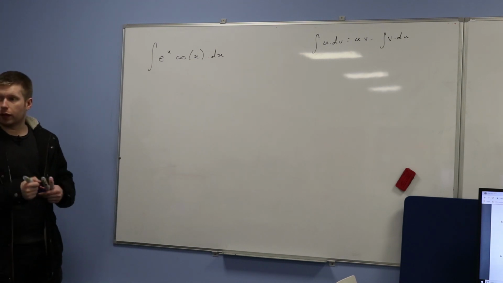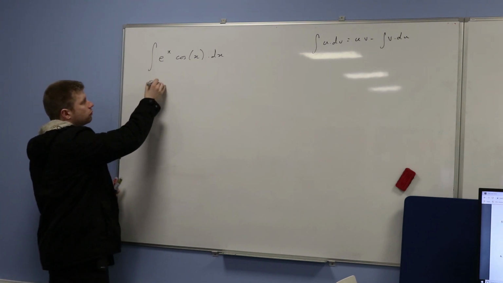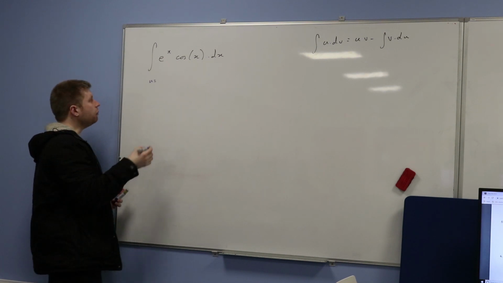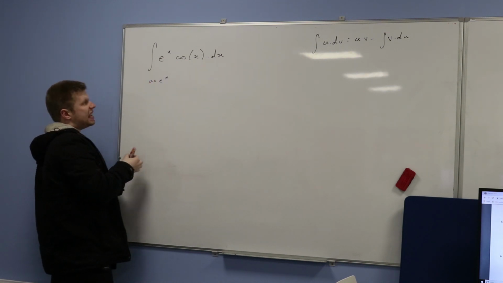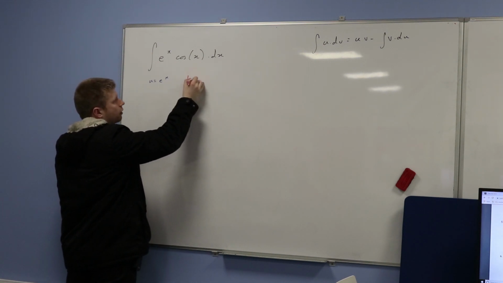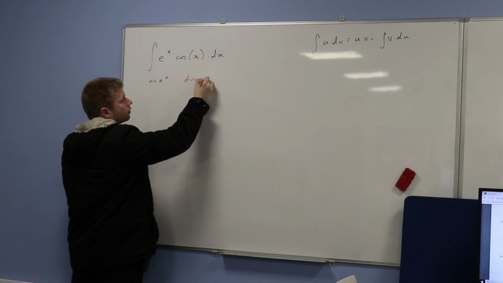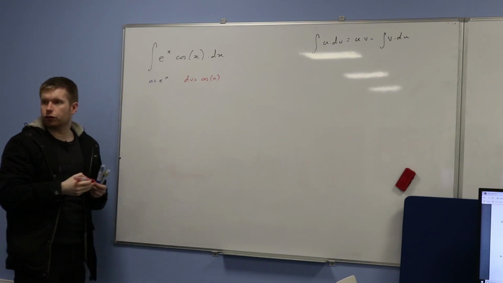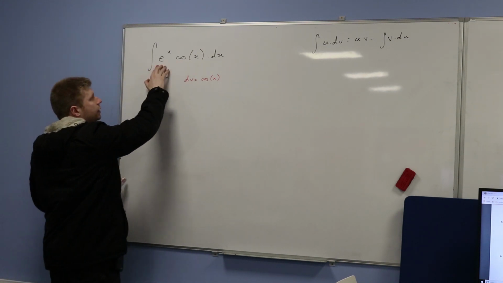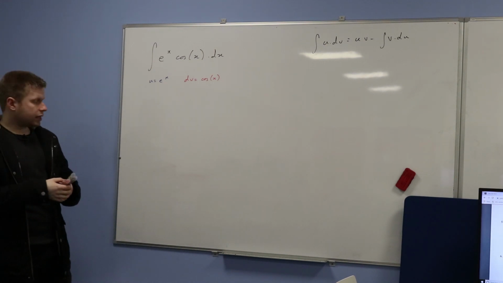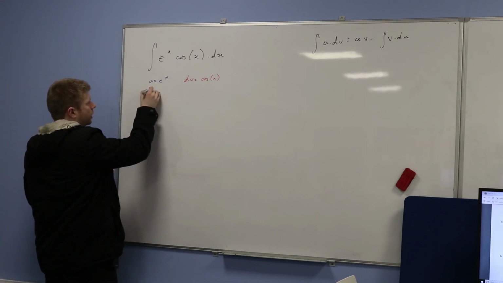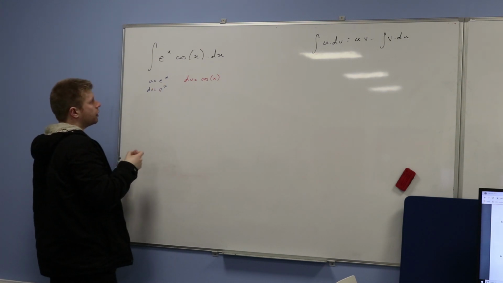First of all, what am I going to let u equal? Okay, why not? e to the power of x, okay? So that means then that dv has to be cosine of x, right? Yeah, so I'm letting that one be e to the power of x and that one to be cosine of x, okay? So let's have a think. What's dv going to be equal to? e to the x. Good, excellent. And what's v going to be equal to?